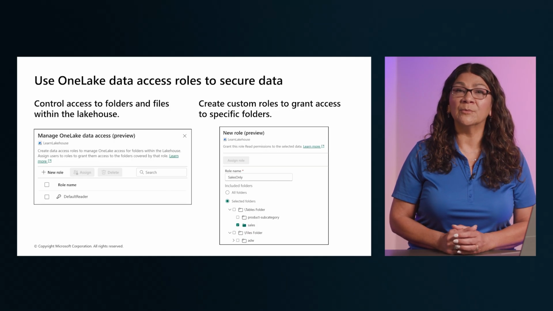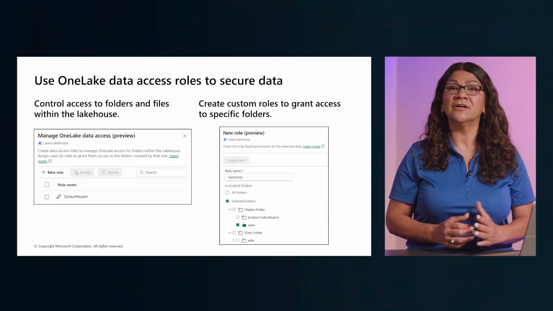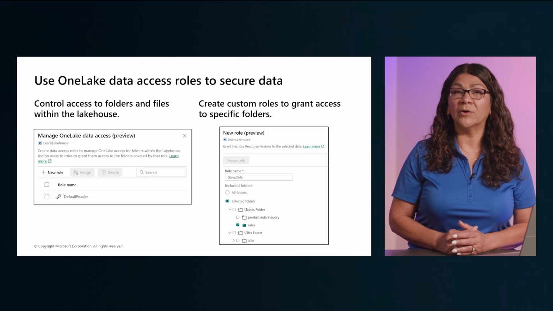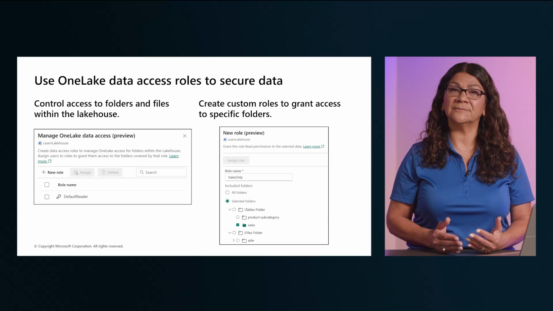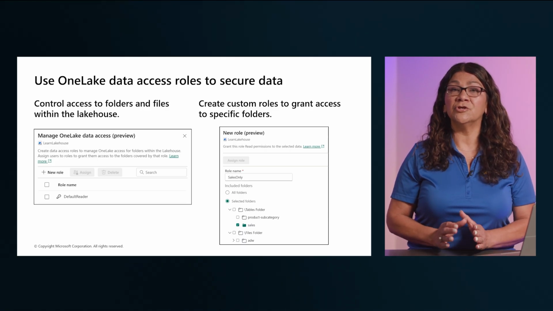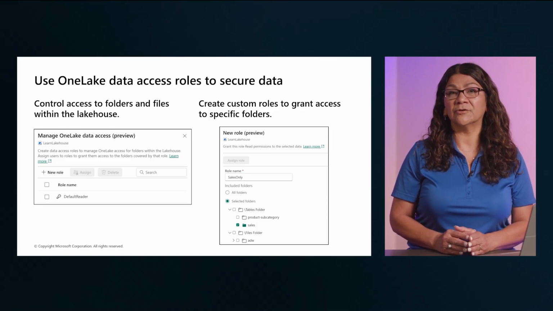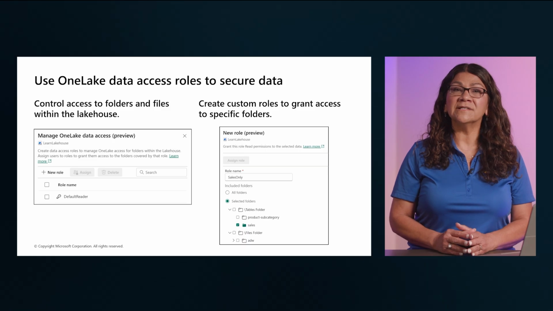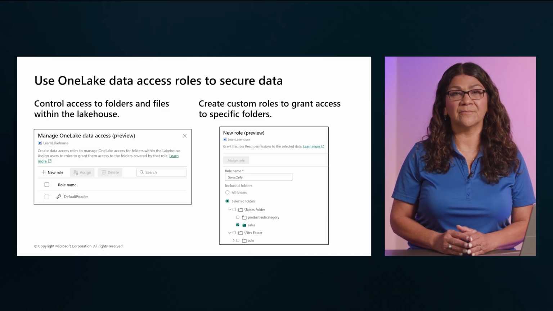To create a custom OneLake data access role, as shown on the image on the left, first select Manage OneLake Data Access from the menu in the lake view of the lakehouse. And then, as shown on the image on the right, in the New Role window, create a new role name and select the folders to grant access to. Once the role is created, assign a user or a group to the role and select the permissions to assign.